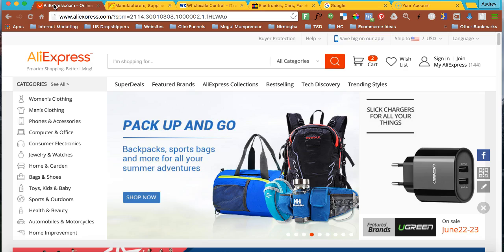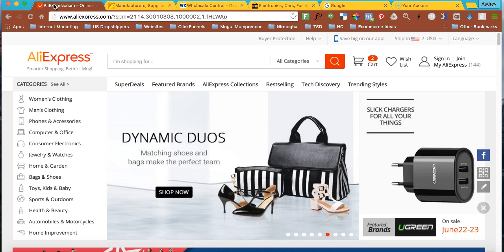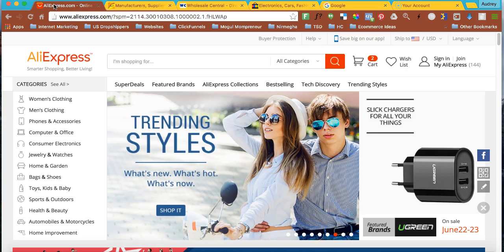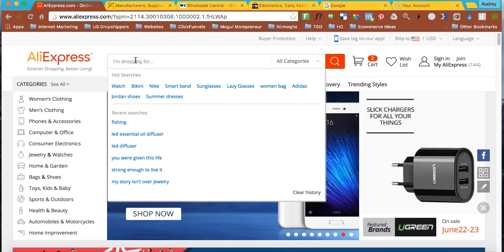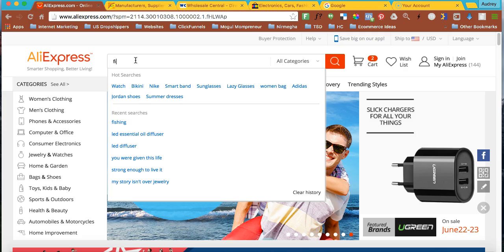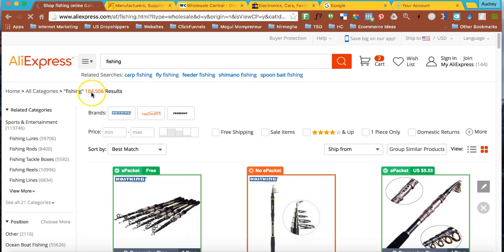But what we're going to do now is just do a little research, finding a couple of products, and just kind of going through that process so that you can understand how that works. So we're going to just take a random niche and we're going to see the wide range of products that we have at our disposal. So in the search bar, we're going to type, let's say, fishing. Let's say that I wanted to get into the fishing niche. Okay. As you can see, there's 184,000 products that I could potentially sell.